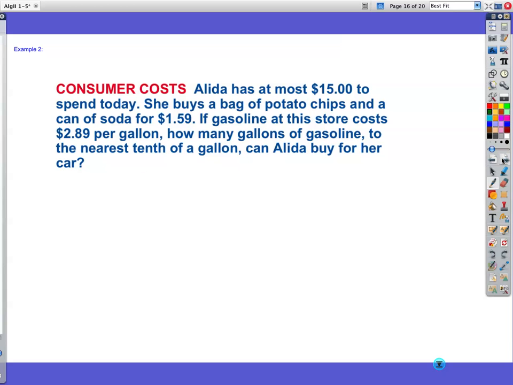Okay, so she's already bought $1.59 of stuff, plus she wants to buy gallons of gas. We don't know how many gallons of gas. That's going to be our variable. So $1.59, and then it's $2.89 per gallon, which would be a great deal, wouldn't it? Don't know how many of those gallons I'm going to buy, but she only has at most $15 in her pocket. So at most means she can spend exactly 15 or she can spend under 15. All right, and that's your setup. I think I'm going to let you finish that one and solve that one on your own.